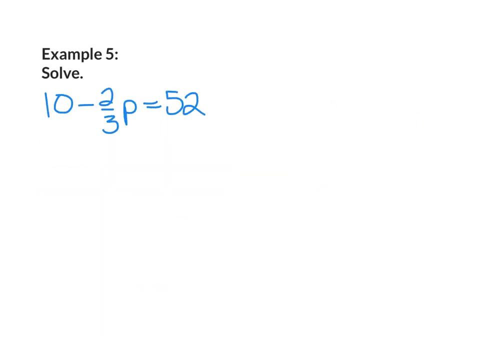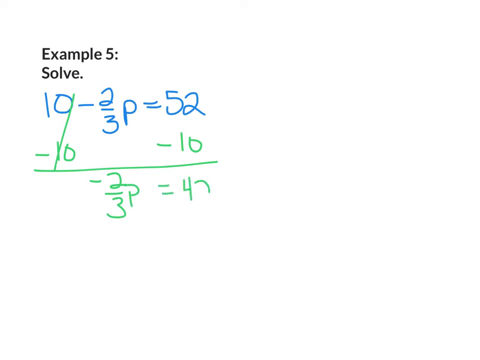Example 5. Solve. 10 minus 2 over 3p equals 52. I need to get my variable alone, so I need to move the 10 to the other side. So since 10 is positive because there's nothing in front of it, I need to do the exact opposite. So I'm going to subtract 10 on both sides. 10 minus 10 cancels out. Minus 2 over 3p comes down equals 52 minus 10 gives me 42.